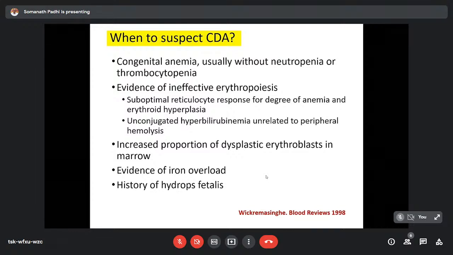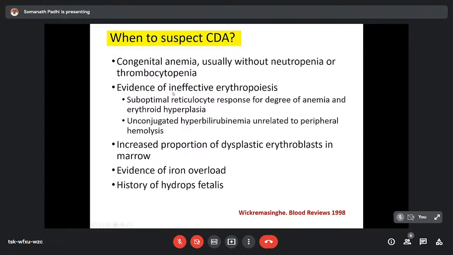Now, when to suspect a CDA? Any patient with a history of congenital anemia, with a history of hydrops fetalis in the previous pregnancies, is a strong suspicion towards congenital anemias. Any form of congenital anemia could be a CDA, and needs to be evaluated properly along that line. So any congenital anemia, usually without neutropenia or thrombocytopenia. Because when we have neutropenia along with thrombocytopenia, there are so many causes. One of them is also bone marrow failure, so the different causes of inherited bone marrow failure syndromes also we have to bring into that. But typically CDA presents with congenital anemia in the absence of neutropenia or thrombocytopenia.